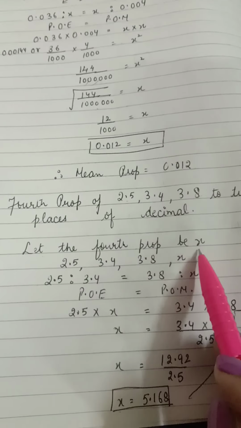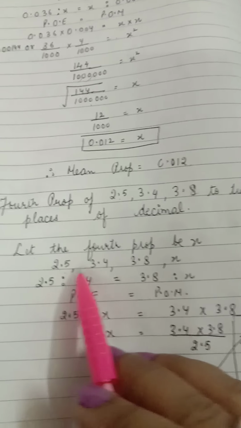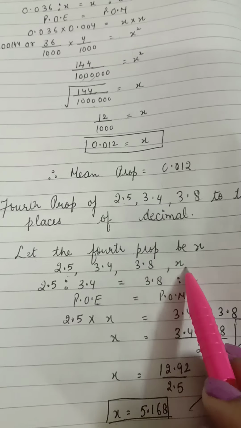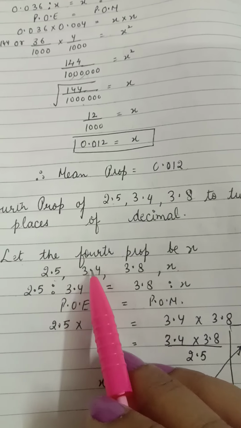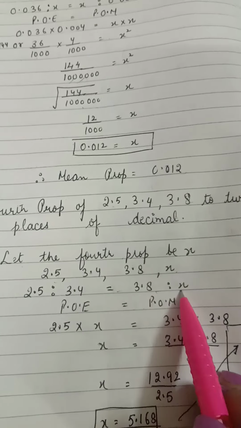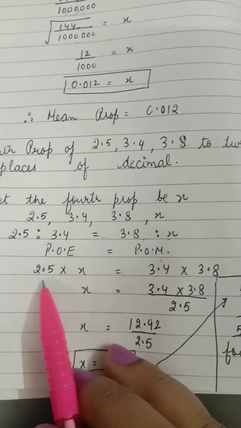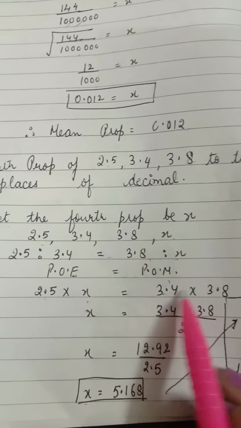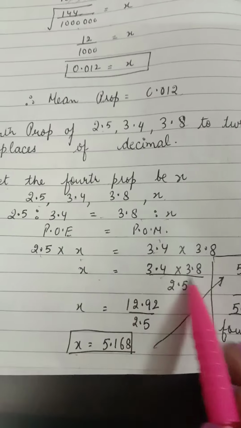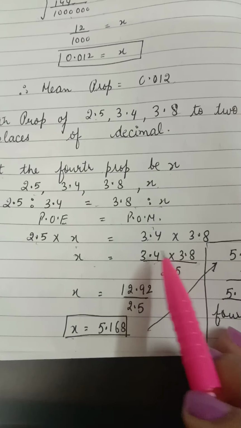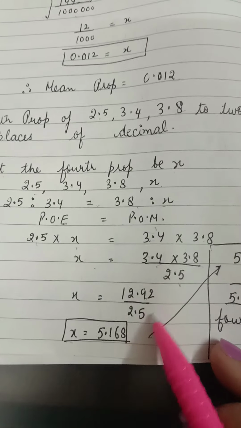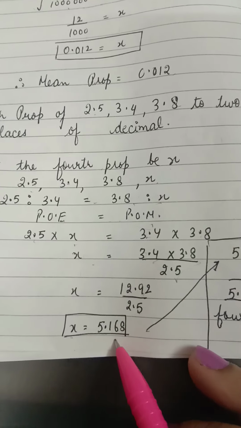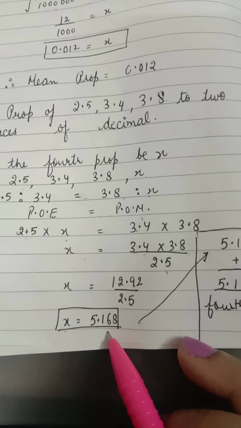Let the fourth proportion be x. So we have 2.5, 3.4, 3.8 and x. Ratio between 1 and 2 is equal to ratio between 3 and 4. Product of extremes, product of means. Outer terms extremes, the inner terms means. X is equal to 3.4 into 3.8 upon 2.5. Multiplying, the numerator is 12.92 upon 2.5. And when we divide, the value of x is 5.168.